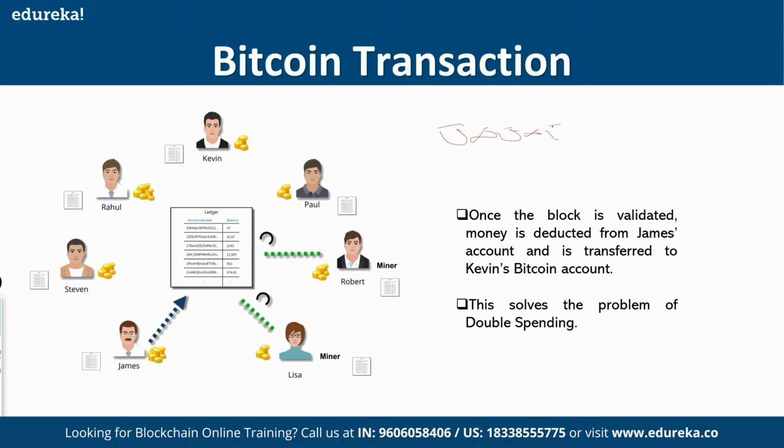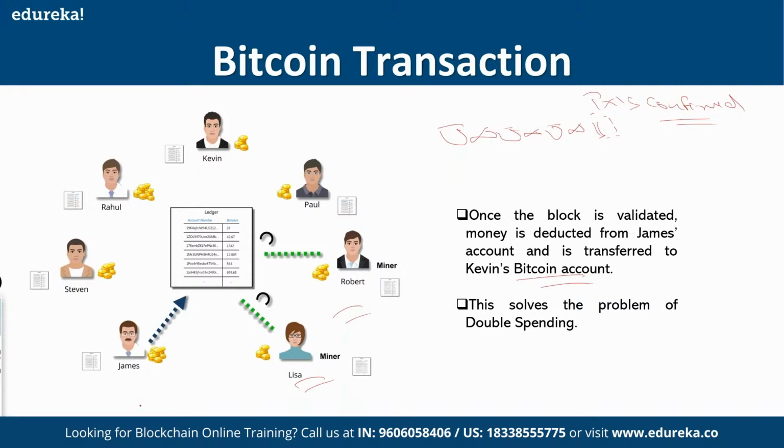The block will fall into the existing blockchain. Once everything is accepted and everyone approves, in our case Lisa and Robert, once they say that everything is appropriate, then the block will fall inside the blockchain, then the transactions will be confirmed. Until then the transaction is not confirmed. Immediately you will see that the money will be transferred to Kevin's Bitcoin account, because it got confirmed. Miners have validated it and said that it is right, so automatically it will be confirmed.